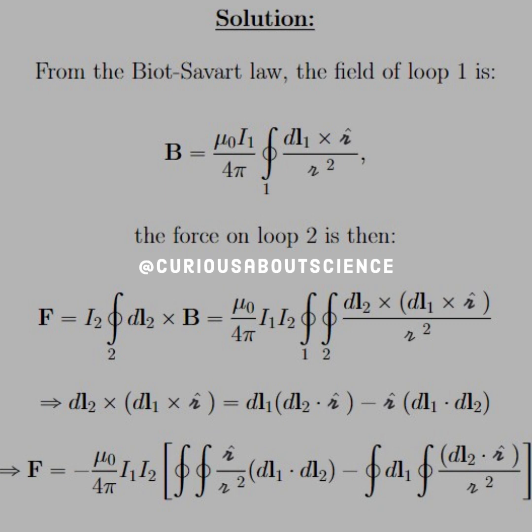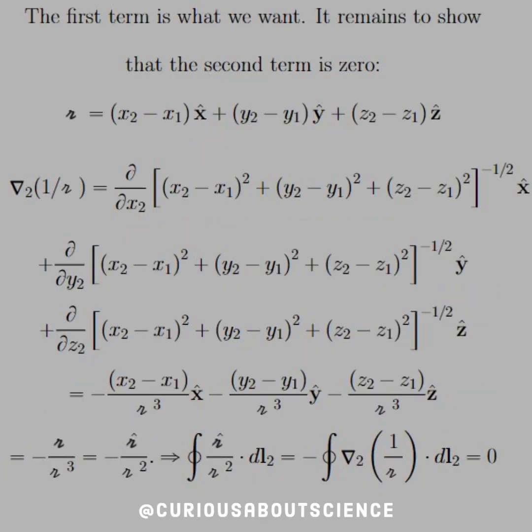When we plug all that in, now we can use some math to show that one of them cancels. The first term is what we want, and it remains that the second term needs to be shown to be equal to 0. So we know what script r is, by definition, x2 minus x1, and so forth.